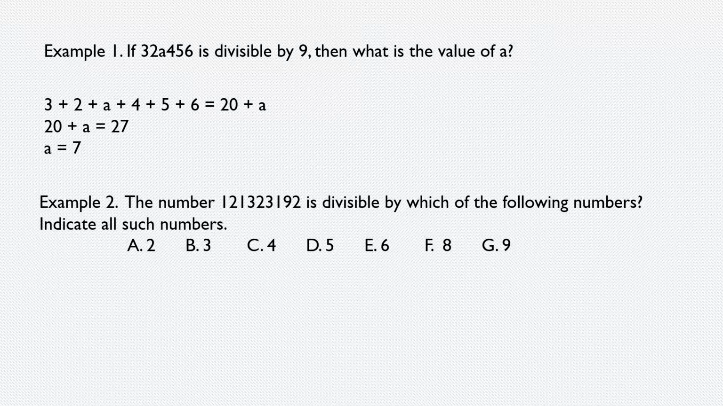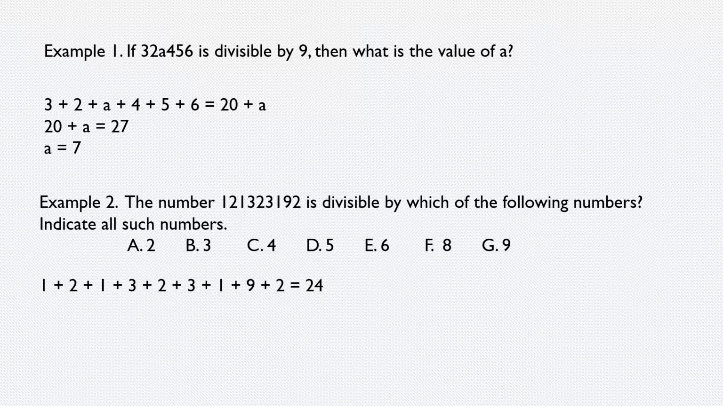Next example. The number 121323192 is divisible by which of the following numbers? Indicate all such numbers. So we have some possible answers. A is 2, B 3, C 4, D 5, E 6, F 8, and G 9. So for 2, we just observe the last digit, the digit in the units place, and it's a 2, which means the entire number is divisible by 2. And next is 3. For 3, we have to perform a sum of the digits. So let's perform our sum. We get a result of 24, which is a multiple of 3. So it means the number 121323192 is divisible by 3.